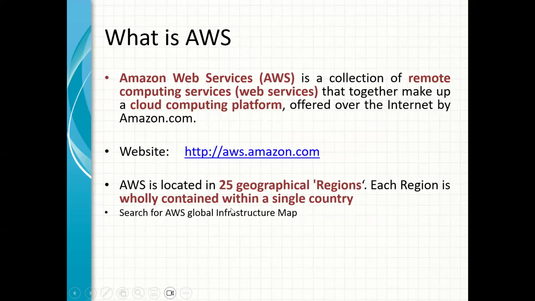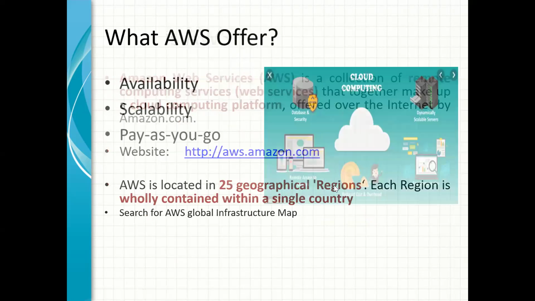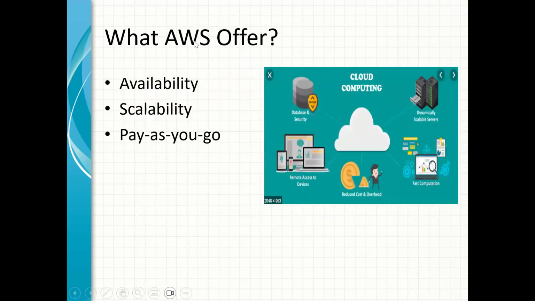And you see here, let's talk about these 25 geographical regions. We will come back and discuss what this geographical region is. Before that, if you want to understand any particular cloud, leave aside AWS, Azure, Google Cloud, we are not talking about a single cloud platform. Any cloud platform provides availability, scalability, and a pay-as-you-go model.